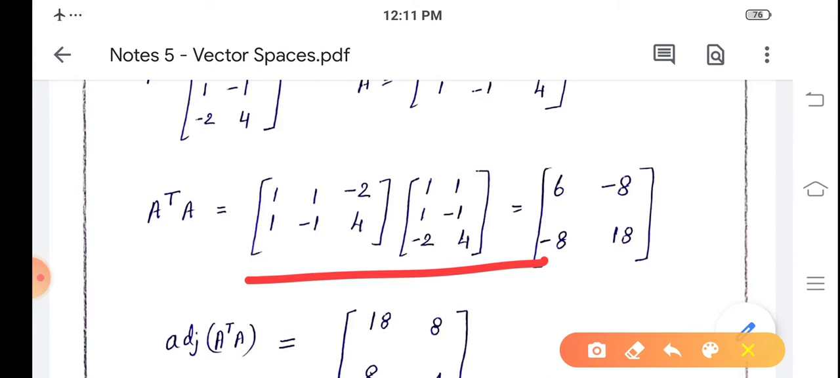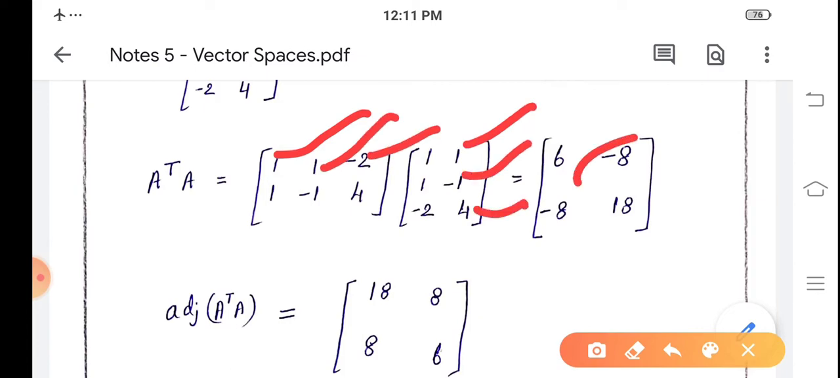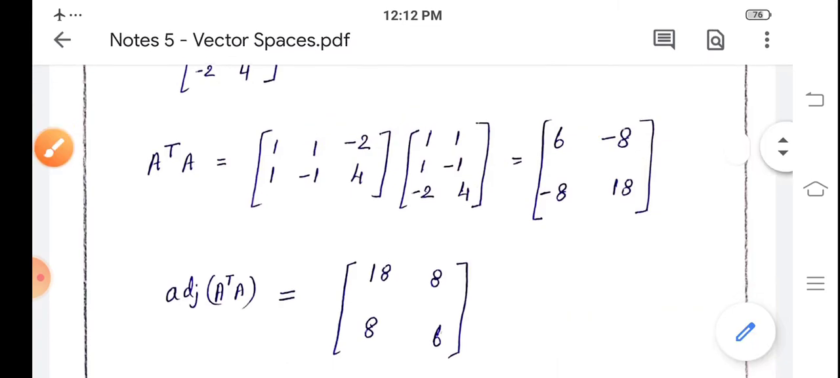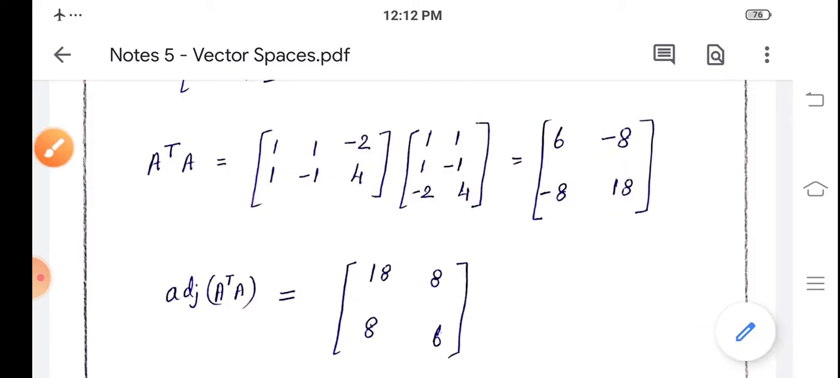So A transpose A is A transpose matrix multiplied by matrix A. That gives 1 into 1 plus 1 into 1 plus minus 2 into minus 2. So the first entry is 6. Next, the second entry is 1 into 1 plus 1 into minus 1 plus minus 1 into 4. That gives minus 8. Now in the next row, 1 into 1 plus minus 1 into 1 plus 4 into minus 2, that gives minus 8, and the second entry is 1 into 1 plus minus 1 into minus 1 plus 4 into 4, that gives 18. So we are getting A transpose A as the matrix 6 minus 8 minus 8 18.